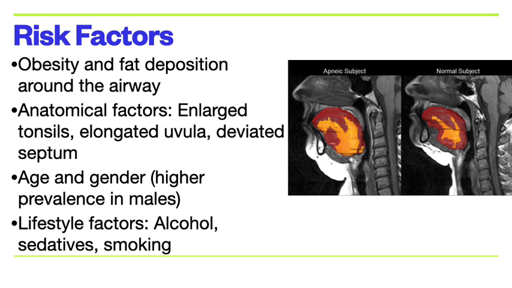One of the other risk factors is just age. More in males who are above 50, and postmenopausal women, as well as the consumption of alcohol, the use of sedatives, and smoking. If you're taking a muscle relaxant, that is it right there. The muscles around your pharynx relax, and the tongue collapses towards the back.